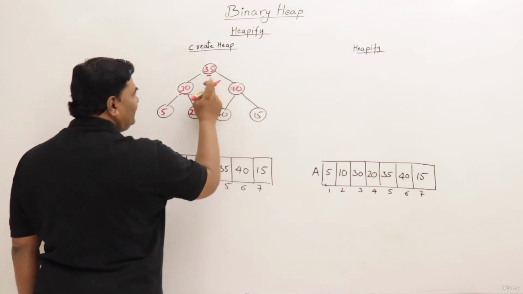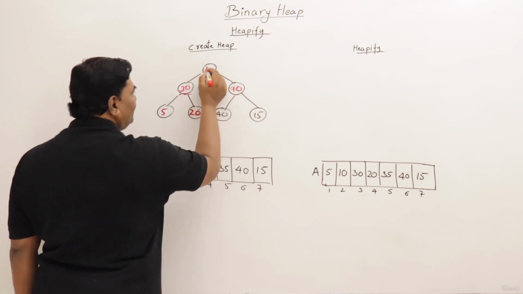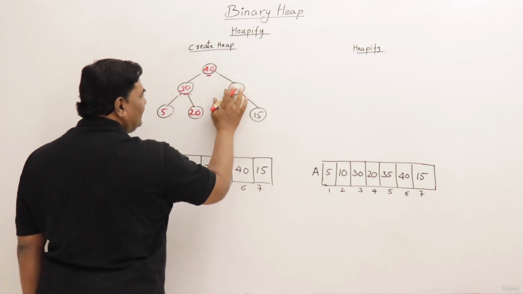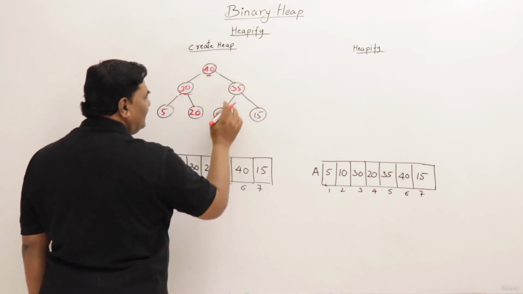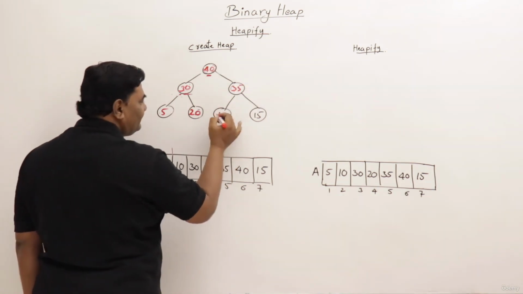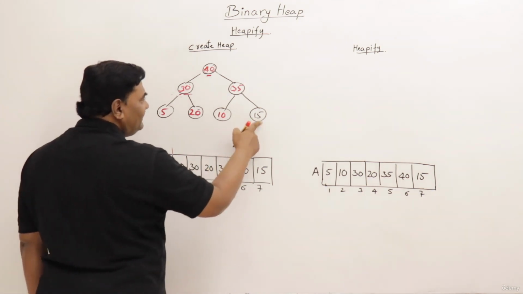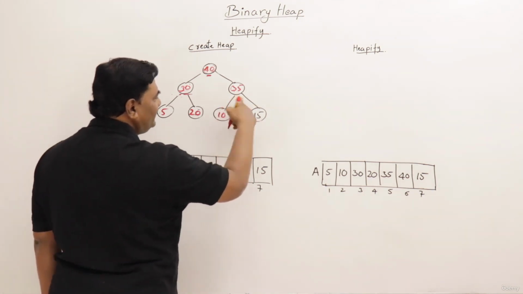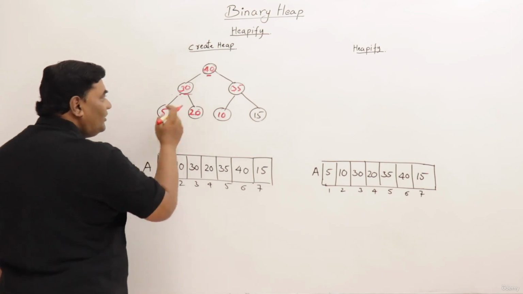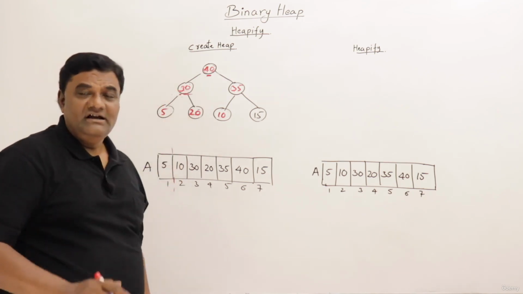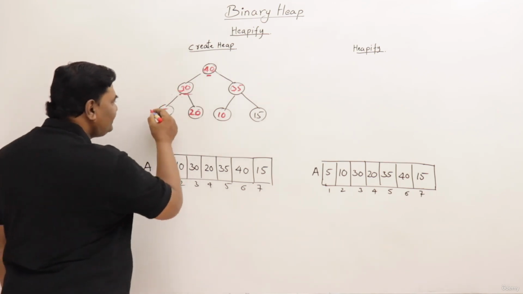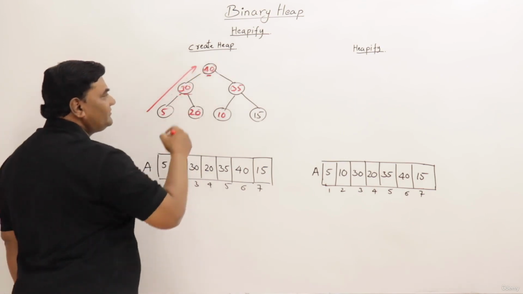40 is greater than this one and this one also. So 40 moves up till here. Then 35 comes here and 10 comes here. Now 15 is smaller than this one, so no change at all. So this is how we have swapped so many elements. And you can observe that every time I was adjusting the element by sending it towards the root.